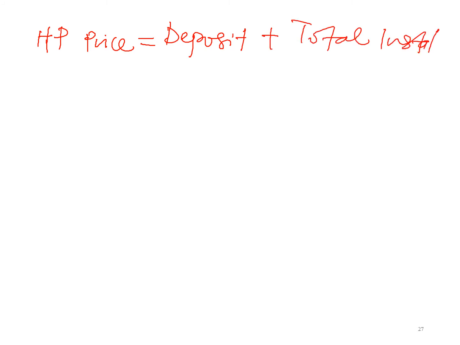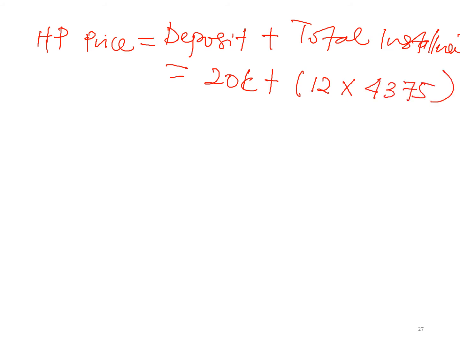The hire purchase price is basically, from the illustrations, the deposit plus the total installments. The deposit given in the illustration is 20k, and the total installment is 12 installments times 4,375 per installment. So if you add the deposit with the total installments together, you will get 72,500.